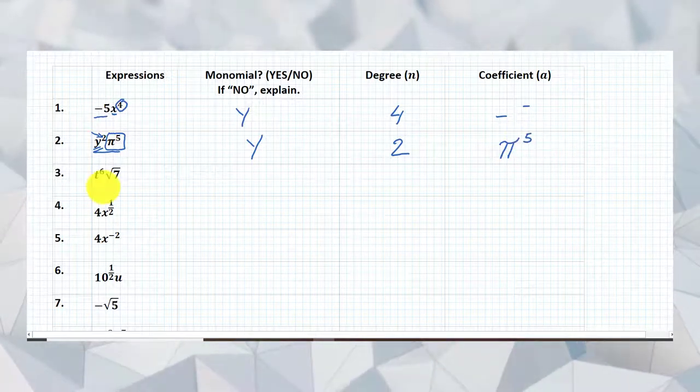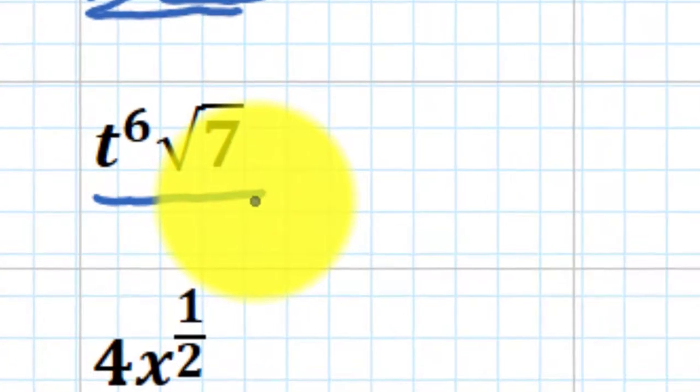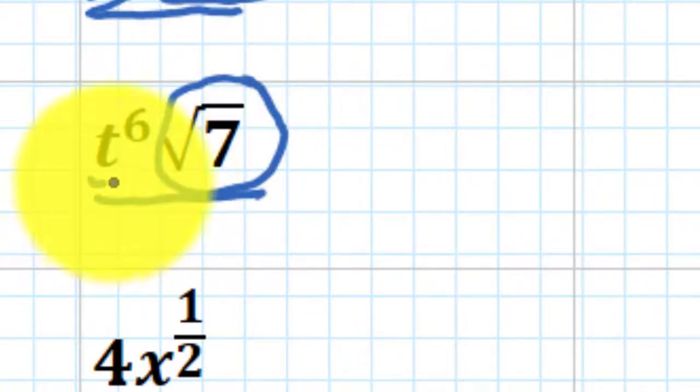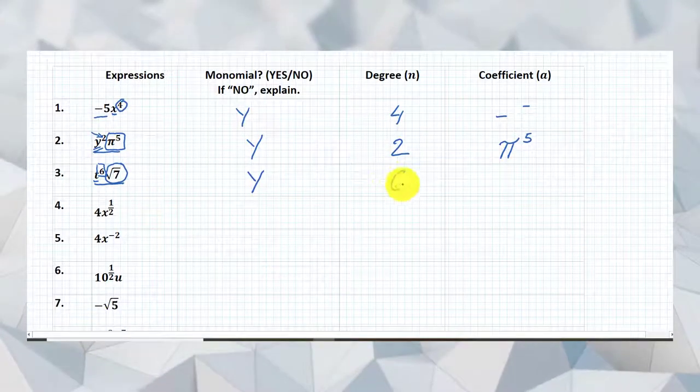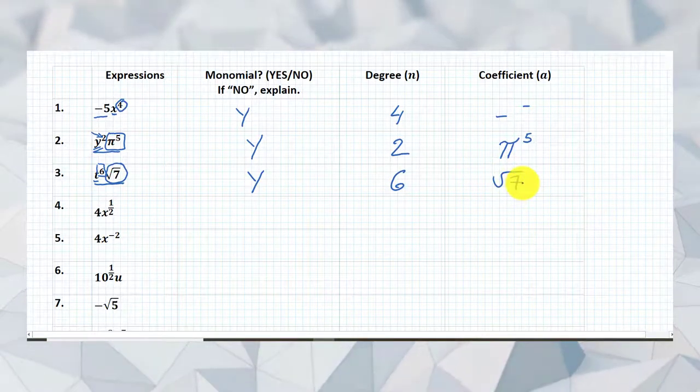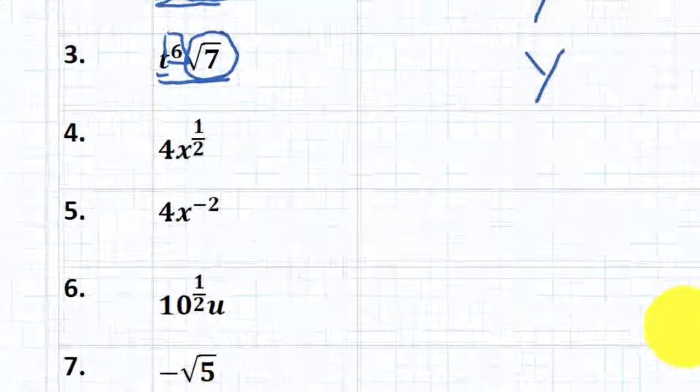All right. What about number 3? Again, we do have a monomial function. This is the coefficient. The variable is t, and 6 is a natural number, so it's the degree. So yes, degree 6, coefficient square root of 7. Okay, how about number 4?